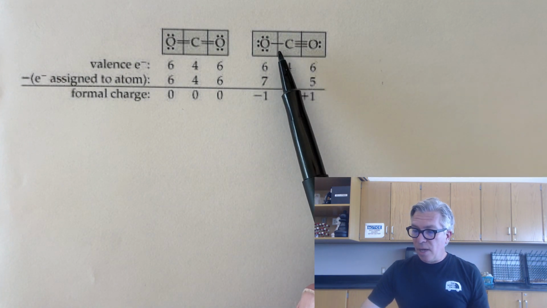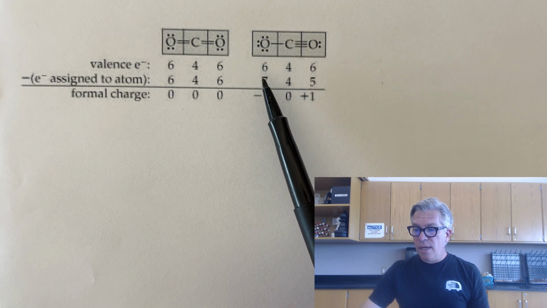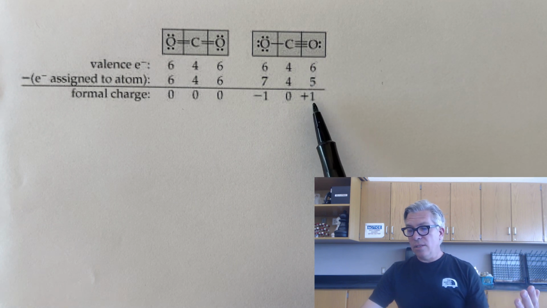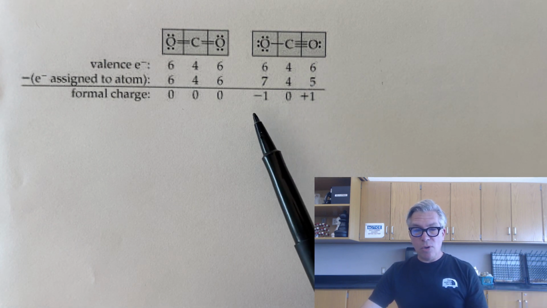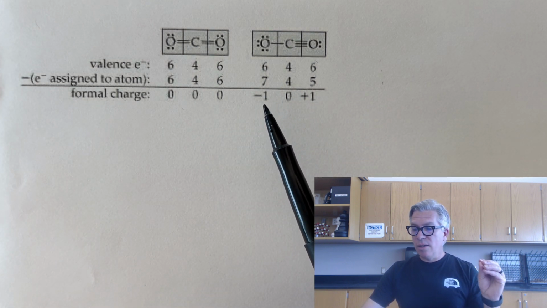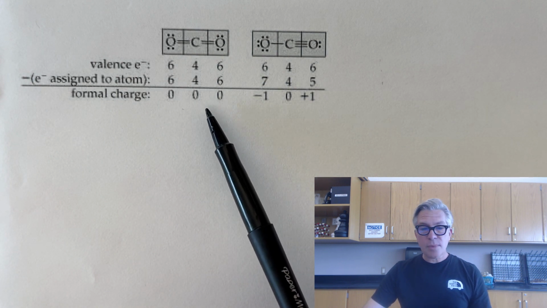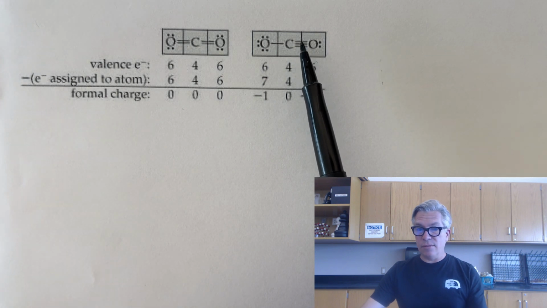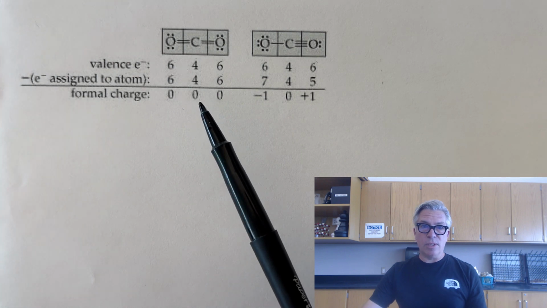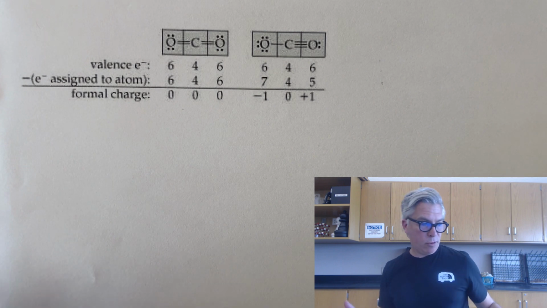In this molecule, oxygen starts with 6 but is assigned 7, and so it has a -1 charge, and that oxygen has one less than it started with, and so it's got a +1 charge. Now, yes, both of these add up to 0, but here's the criteria. The one with the lower overall formal charges, like this one, is probably the right one. That's not to say this one doesn't exist for brief instants of time, but more often than not, it's going to be this one because you have the lowest total overall charges. So you're looking for the lowest overall charges when you're doing formal charges.